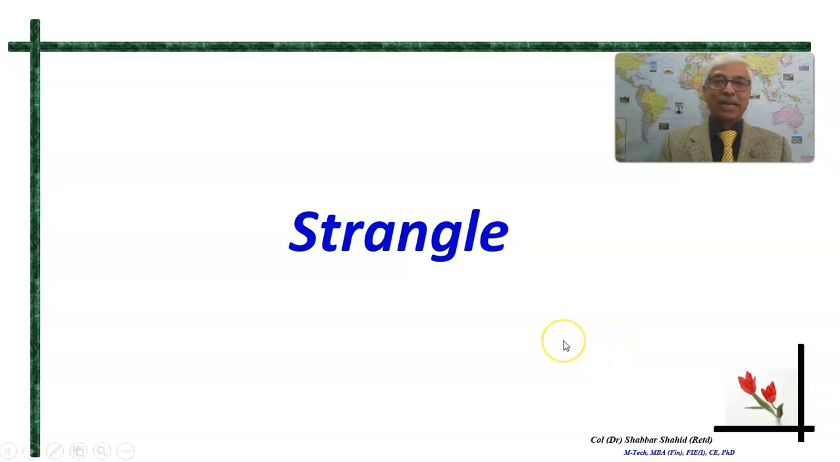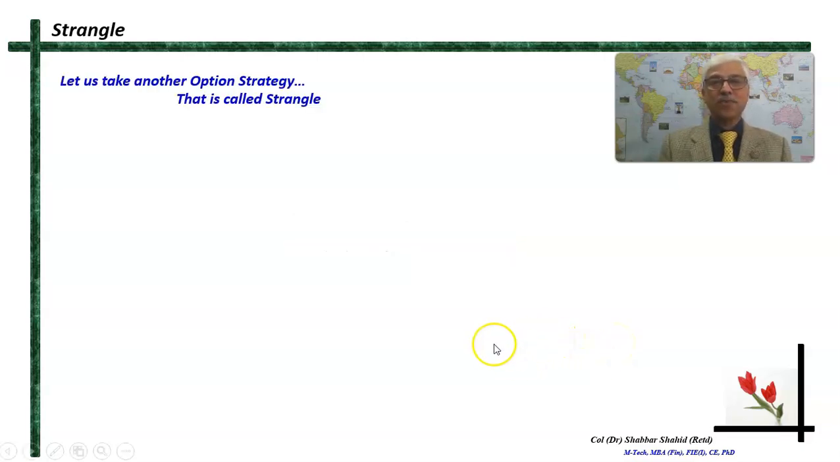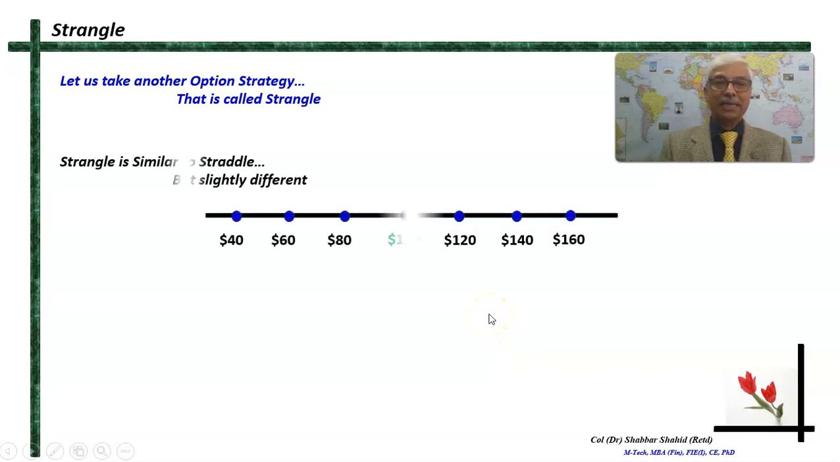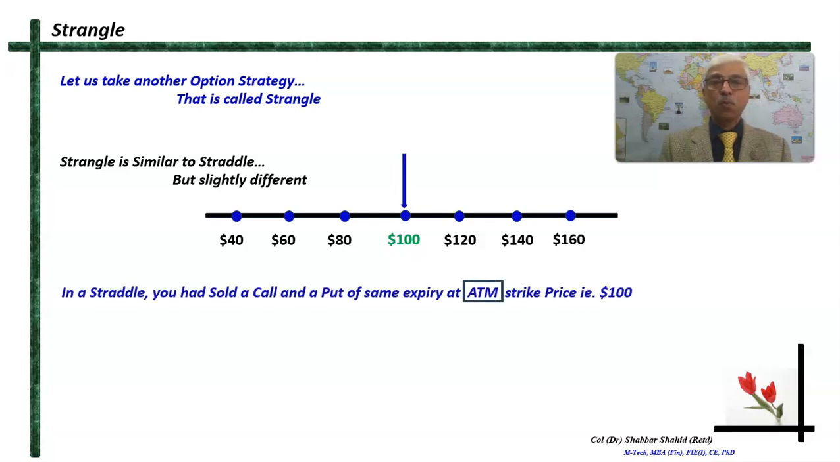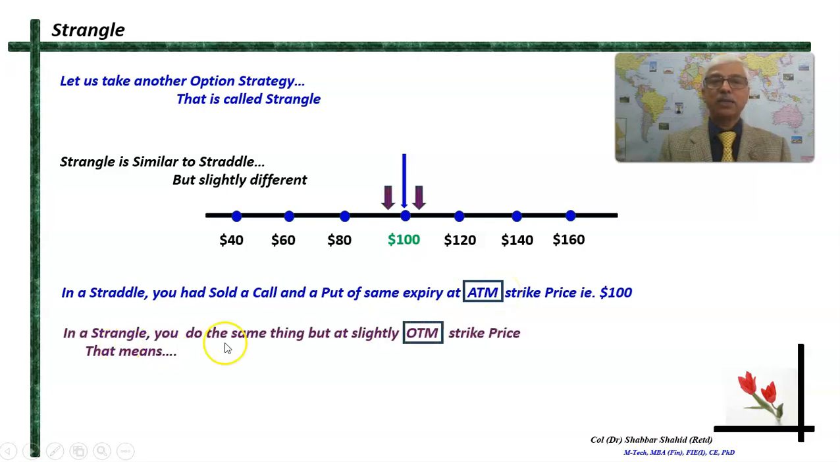So welcome back. Let us take another advanced option strategy, and that is called a strangle. Now a strangle is similar to a straddle, what we have just studied in the previous lesson. Both are similar, but there is a slight difference. What is the difference? Let us try and understand that. In case of a straddle, you had sold the call and put of the same expiry at the money, isn't it? Now in case of a strangle, you will be doing the same thing, but slightly out of the money. Little left and right.